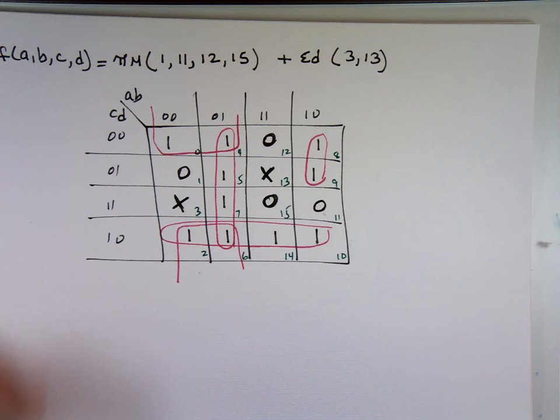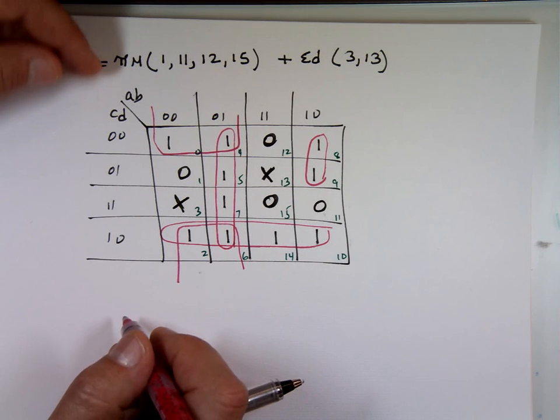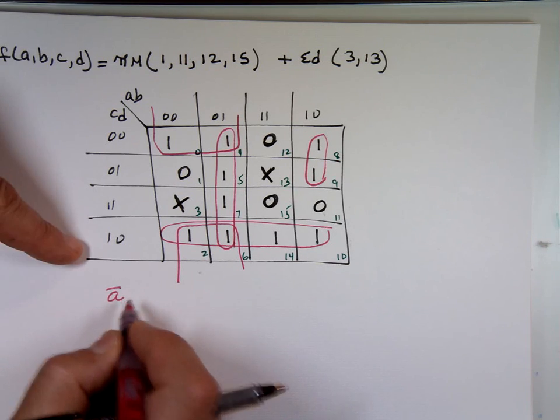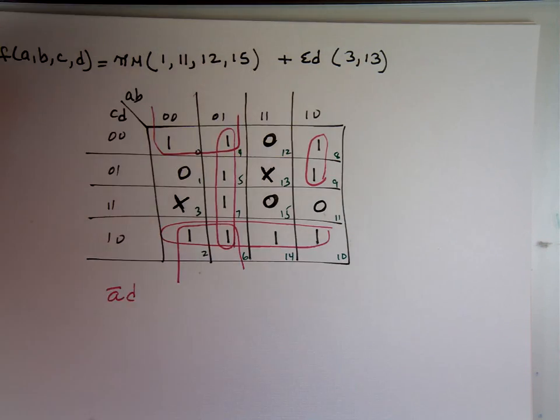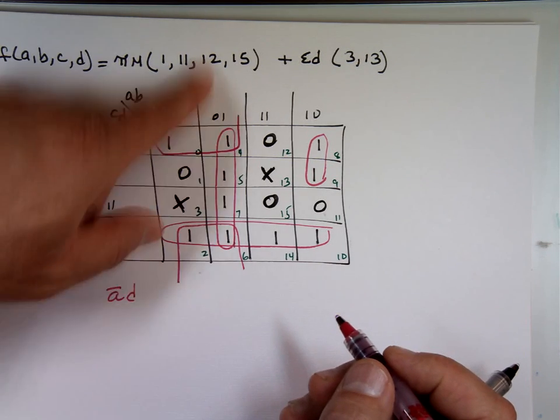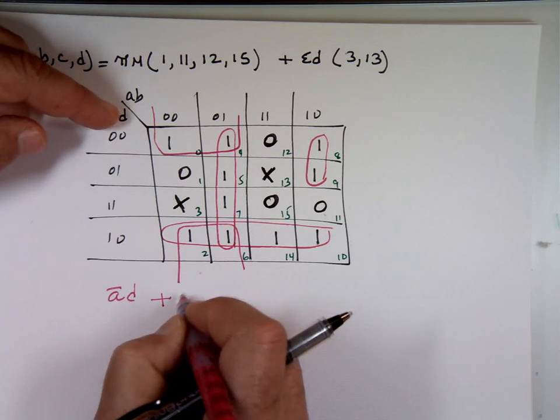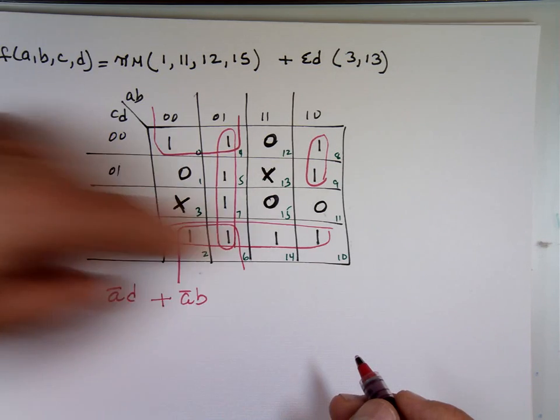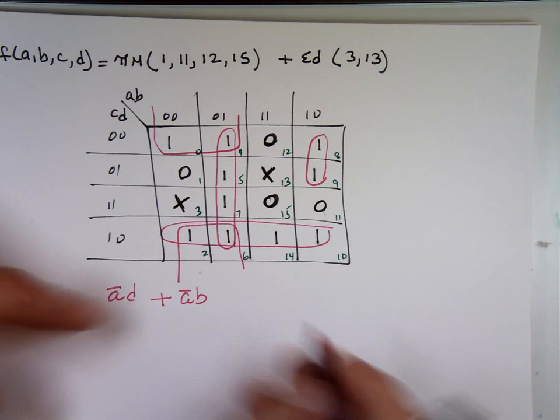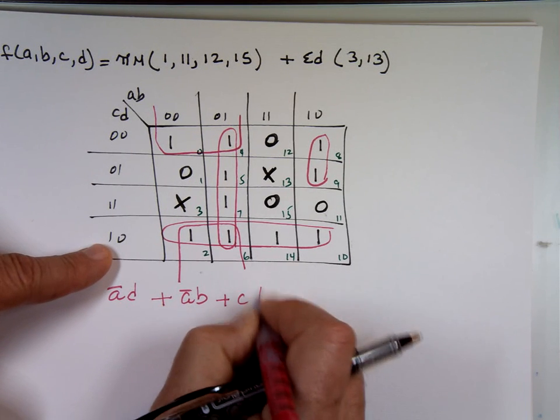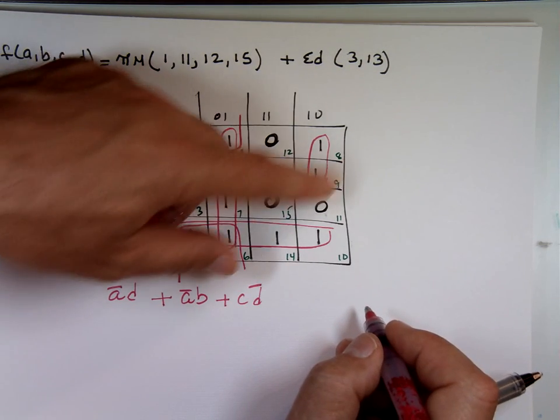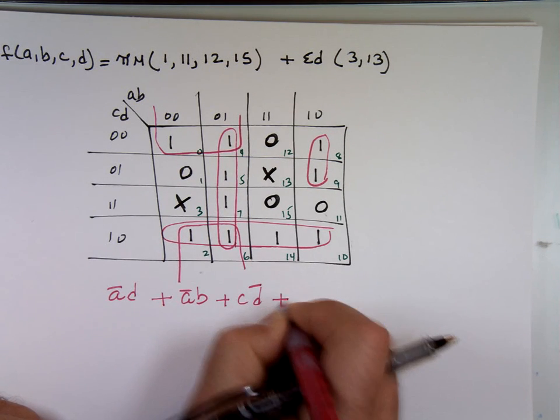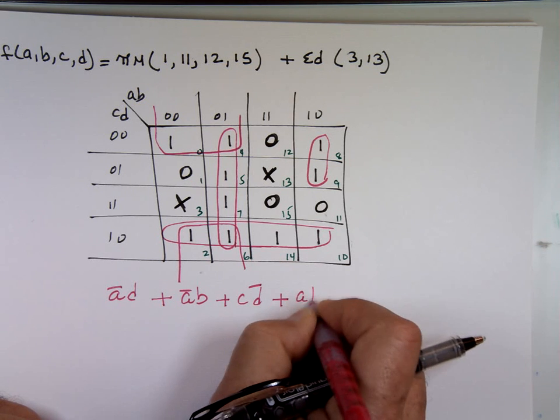So here we go. These 2 here, that's going to give me what? A naught. And that's going to be D. That's these 2 with these 2. This long skinny one up there, A bar B. This long skinny one right here, C D bar. And that one there on the top, there's only a 2 there. That would be what? A, B bar, C bar.